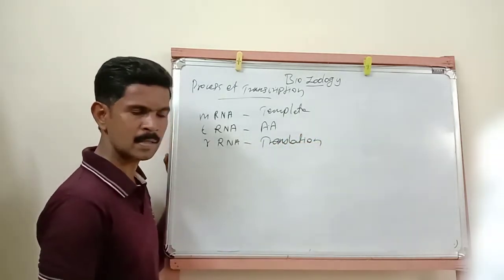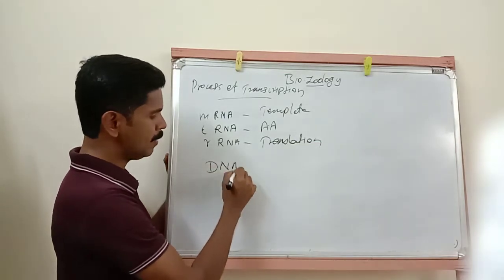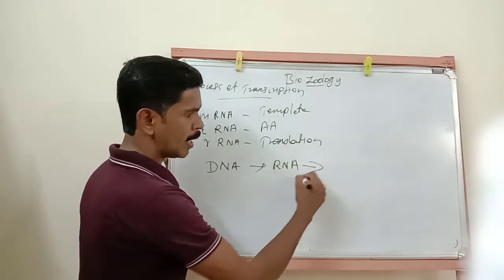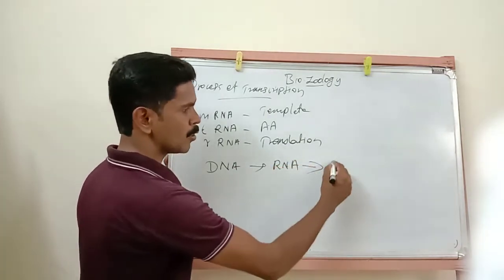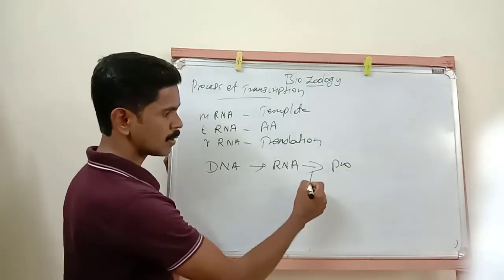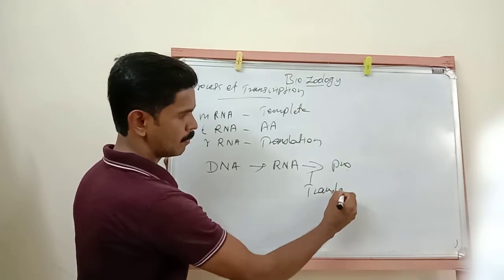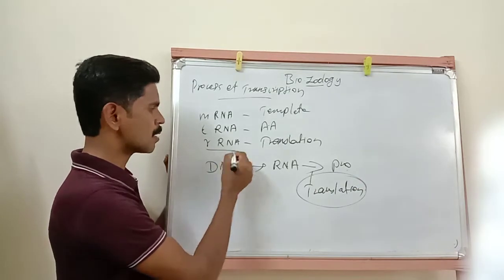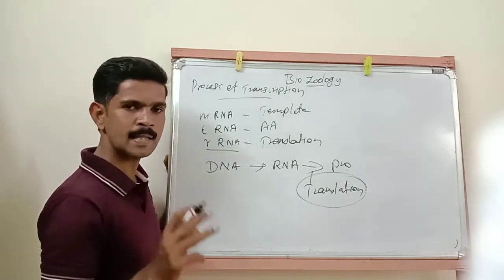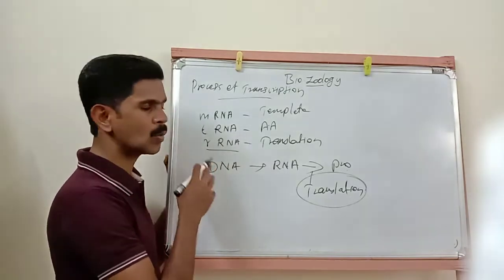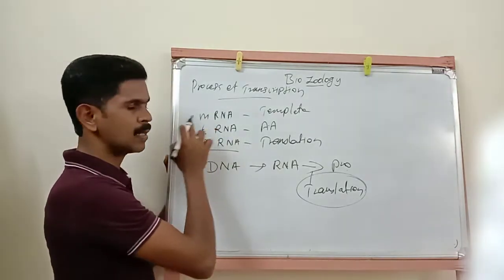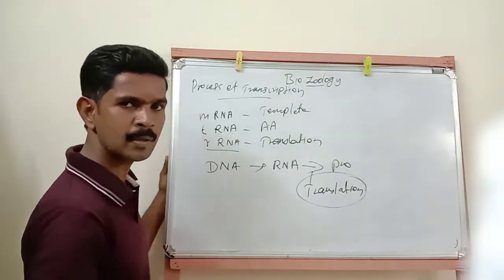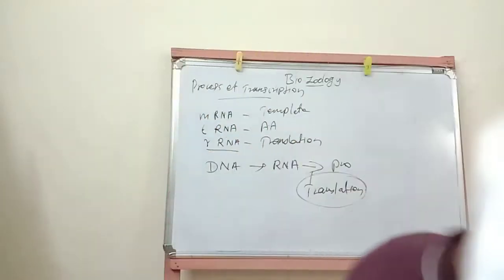Already in the last class I told you the DNA is involved in transcription into RNA, then the RNA is involved in the translation process to produce protein. So this translation process is because of the presence of this RNA. Now we said three important RNAs are present in our cells: mRNA acts as a template, tRNA brings the amino acid, and rRNA plays a very important role in the translation process.